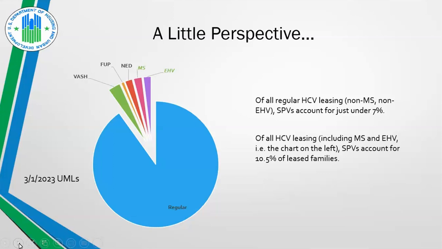And that particular VASH slice there is about 3% overall. In terms of numbers, it's still a very large number, which we'll get to in a second. But in terms of a 2 million plus program, the percent is smaller. So I just wanted to give a little bit of scale there: our special purpose vouchers, with the inclusion of those two separately funded ones, are about 7% of the broad voucher program. Let's go to the next slide.